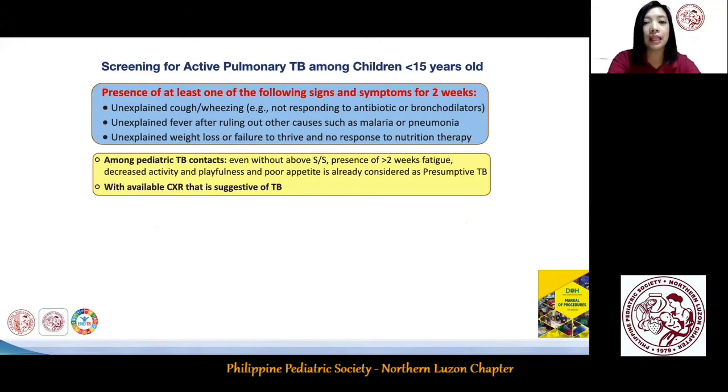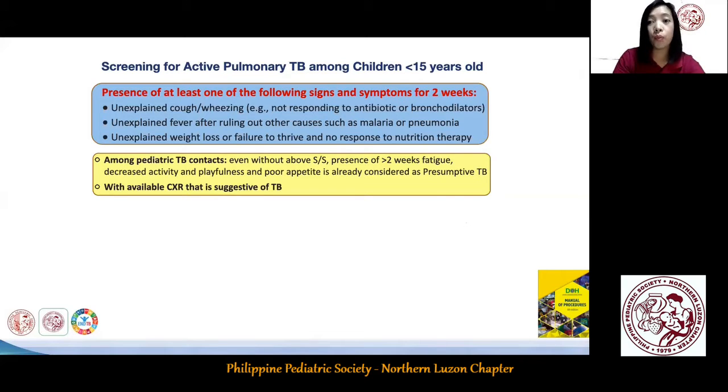What about children less than 15 years old? A child with at least one of the following signs and symptoms that last for more than 2 weeks may be categorized as having presumptive TB. Cough and or wheezing that does not go away despite treatment with antibiotics or bronchodilators. Or fever that does not go away and you were not able to diagnose even after ruling out other causes of the fever. Or weight loss or failure to thrive that lasts for more than 2 weeks, cannot be explained, and does not improve with nutritional management.